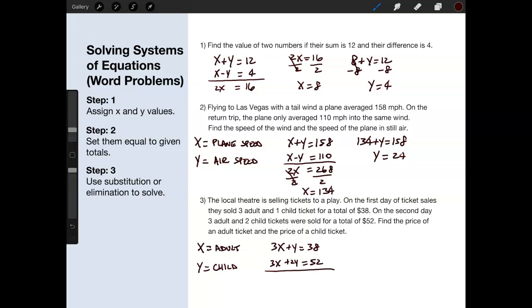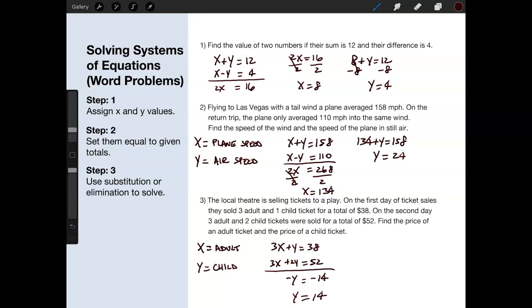3x minus 3x cancels out. Y minus 2y is negative y. 38 minus 52 is negative 14. We have 2 negatives, which makes a positive, so y is 14.